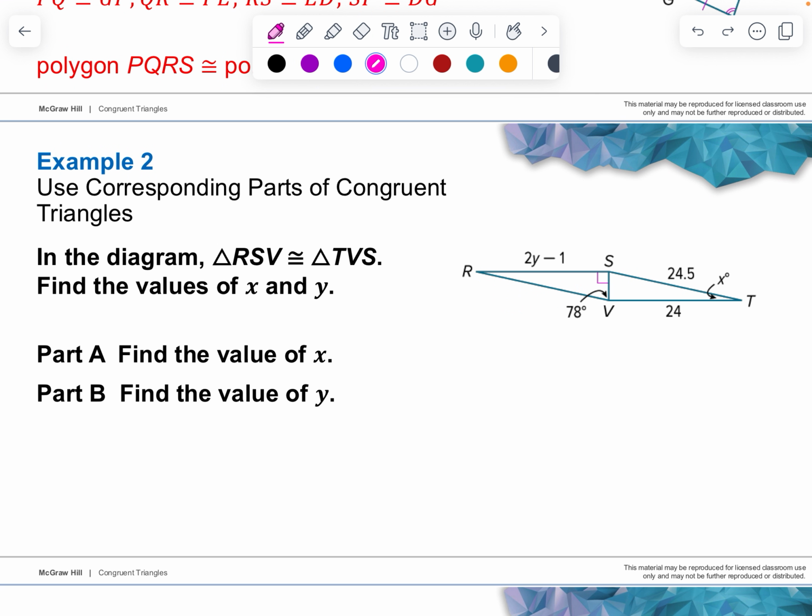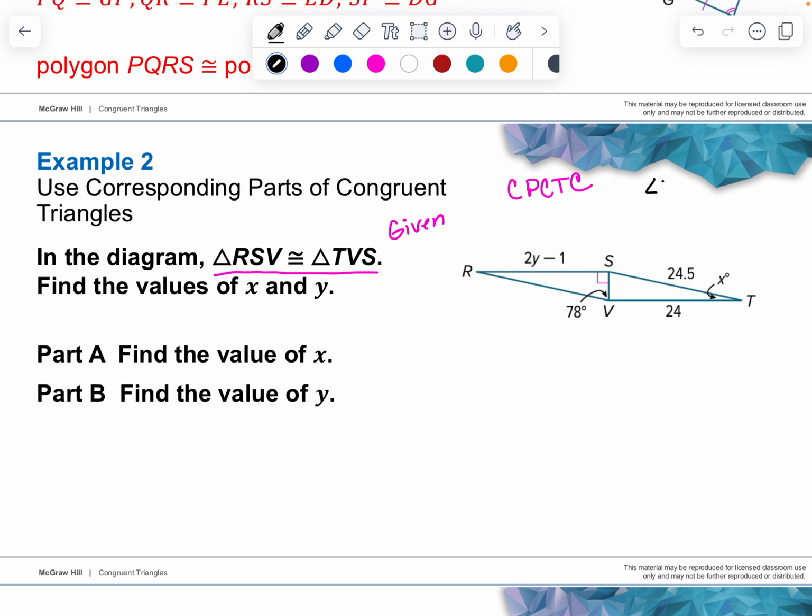Now, in this one, the diagram, triangle RSV is congruent to TVS. They give this. This is a given, okay? Since they gave that to us, that means we can assume all of the congruent parts of a congruent triangle are congruent. Remember that? CPCTC? Congruent parts of a congruent triangle are congruent. Okay? What that means then is we know all those things that are congruent.